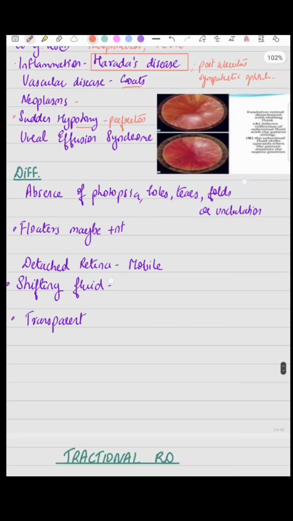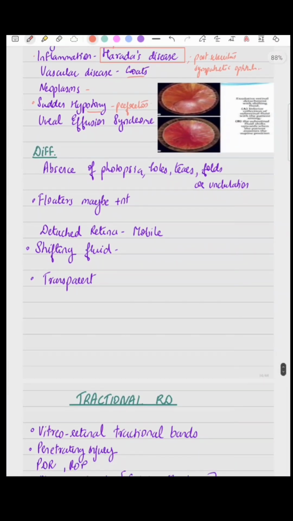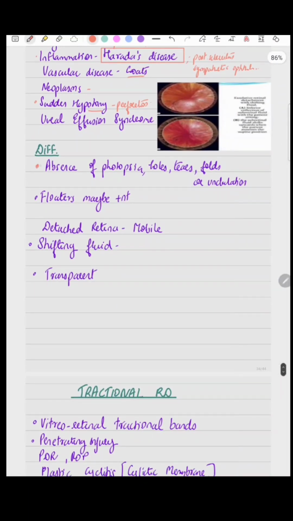Now, to differentiate exudative RD from rhegmatogenous RD, there is absence of photopsia, holes, tears, folds or undulations. Then floaters may be present. A visual field defect may develop suddenly and progress rapidly. Then the configuration of the detached retina is concave. There it was convex, here it is concave and smooth. The surface is smooth.